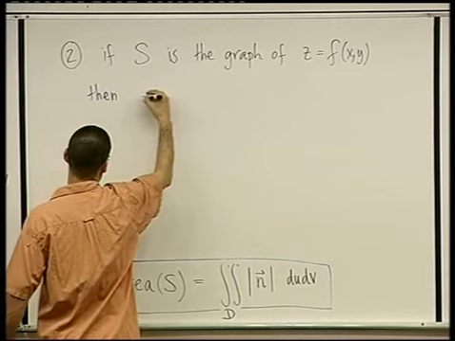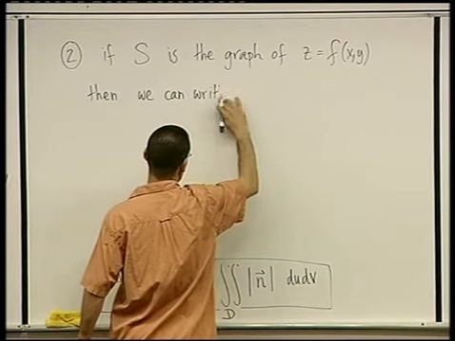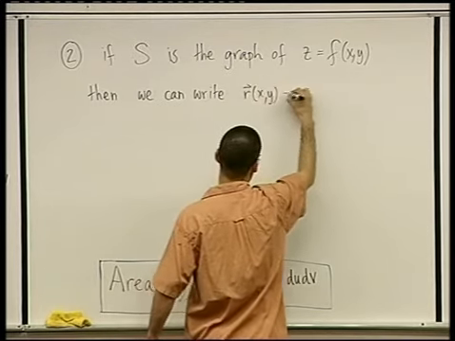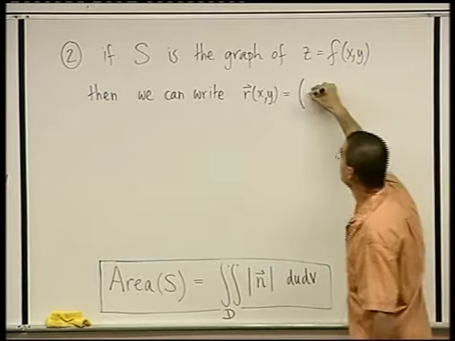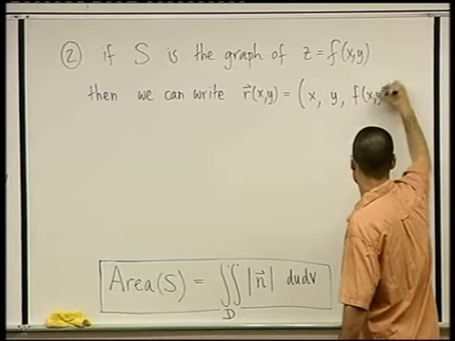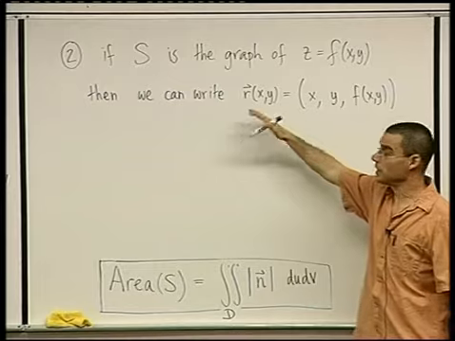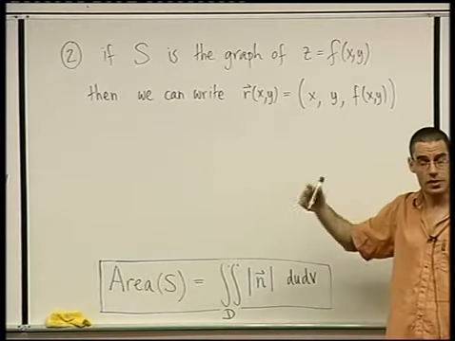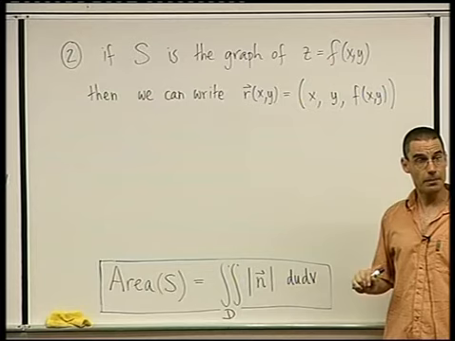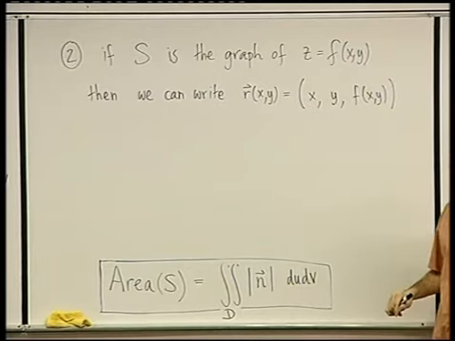Then we can write, instead of parametrizing it with u and v, let's just parametrize it with x and y. So r of x and y, the x is just going to be x, the y is just going to be y, and the z is going to be f of x, y. Do you agree? In analogy to parametrizing a curve, when the curve is the graph of a function, of the form y equals f of x, for example, then the parametrization is x comma f of x, right? So this is a parametrization of a surface which is the graph of a function f of x, y, right?